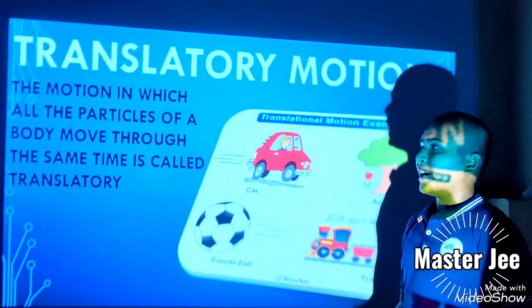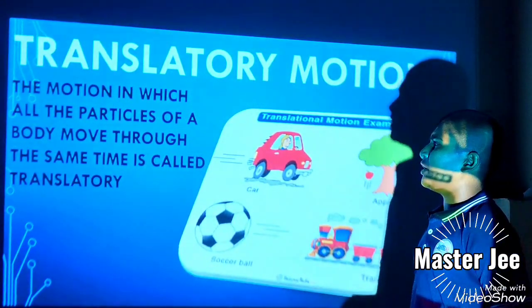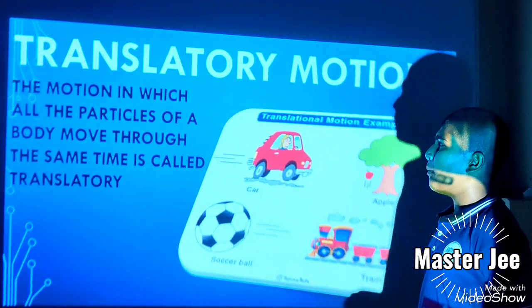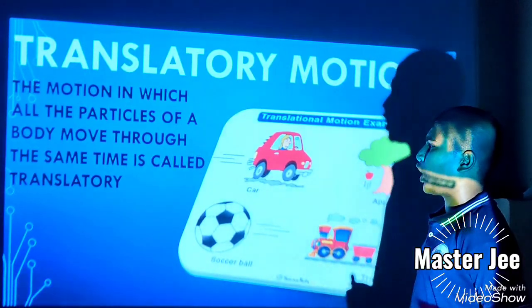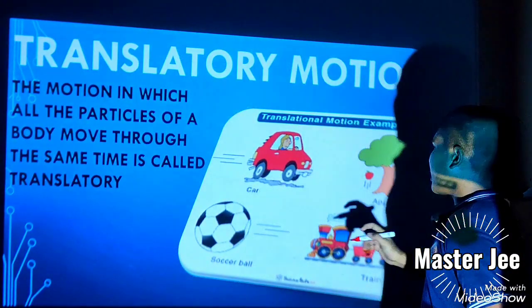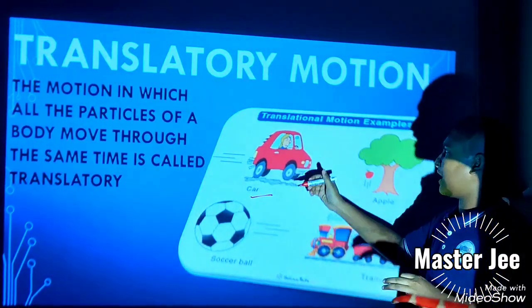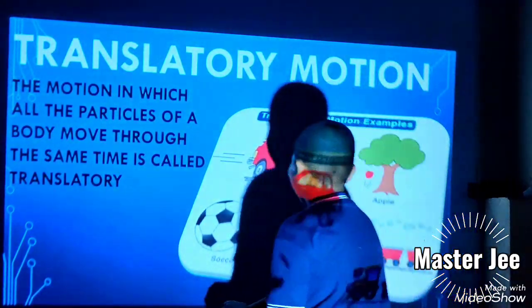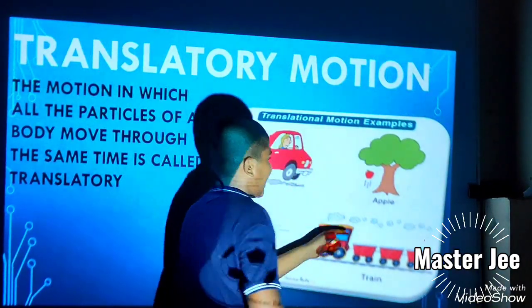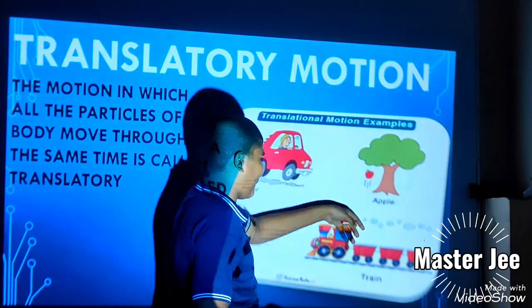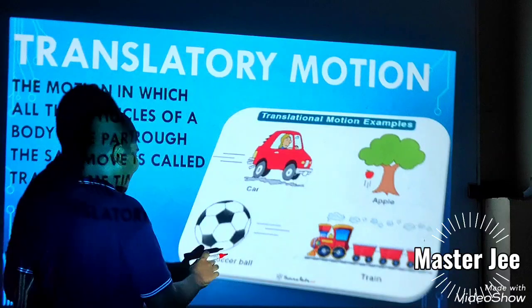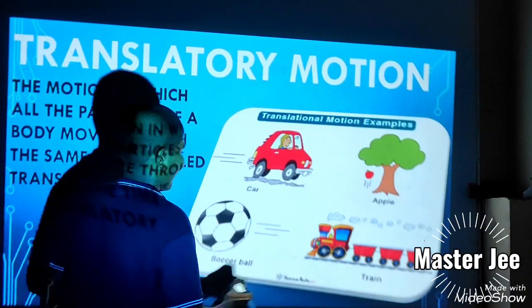Number 1. Translating motion. The motion in which all the particles of a body move through the same distance in the same time is called translating motion. Examples. Here, the car is moving. It means the whole part of the car is moving, like the wheel, the person, the car. Here, an apple is falling from a tree. The whole apple is falling from a tree. The ball is also running. Next.